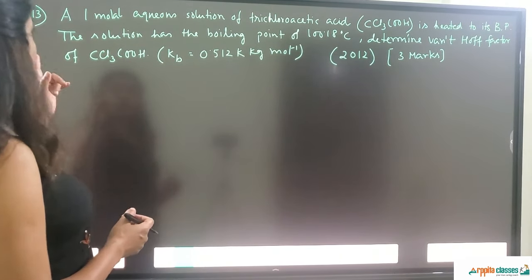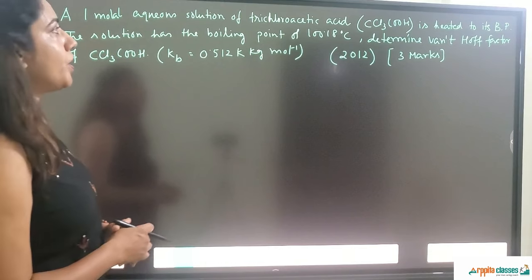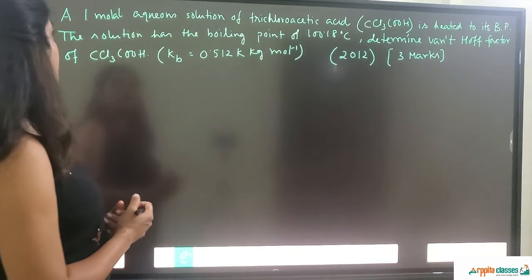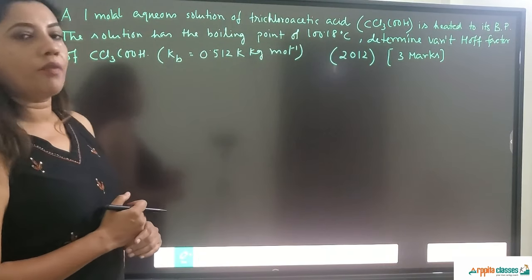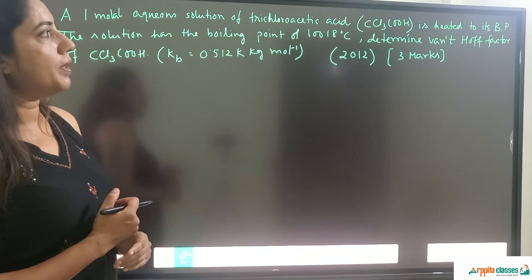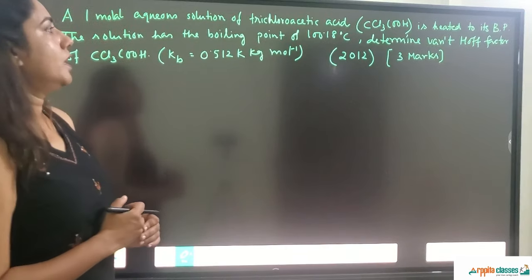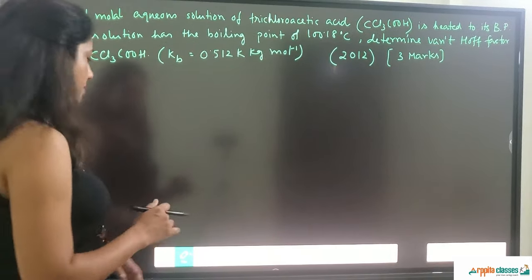Question number 13 says: 1 molar aqueous solution of trichloroacetic acid, the formula is given, is heated to its boiling point. The solution has a boiling point of 100.18 degrees Celsius. Determine Van't Hoff factor of CCl3COOH. Kb is given to us. The question has come in 2012 for 3 marks.